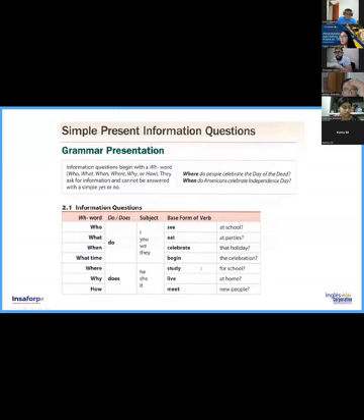Where does he study? Digamos, he studies at the university, right? Estudia en la universidad. En el caso que es una pregunta, le vamos a quitar la S. Por ejemplo, does he study at the university. Entonces, cuando tengamos preguntas y negativas, le vamos a quitar la regla, right?